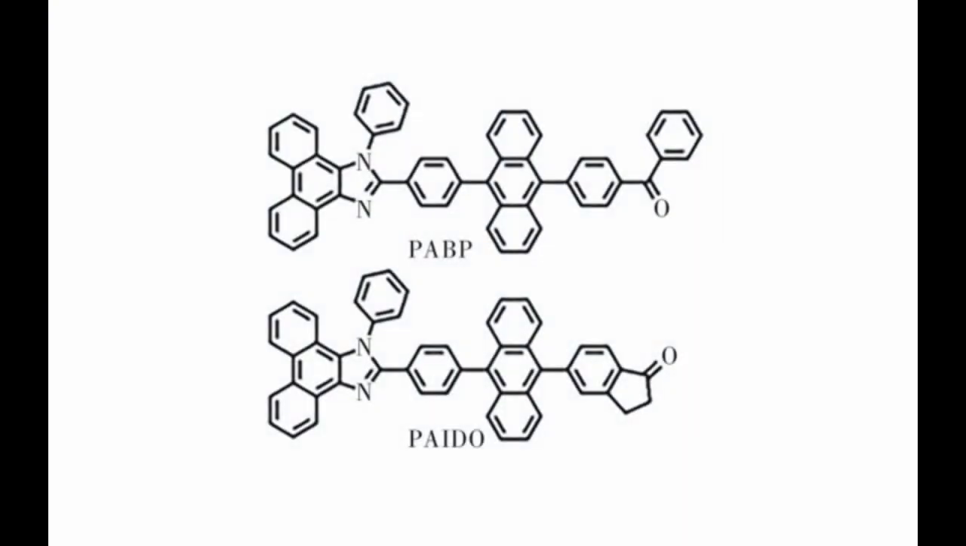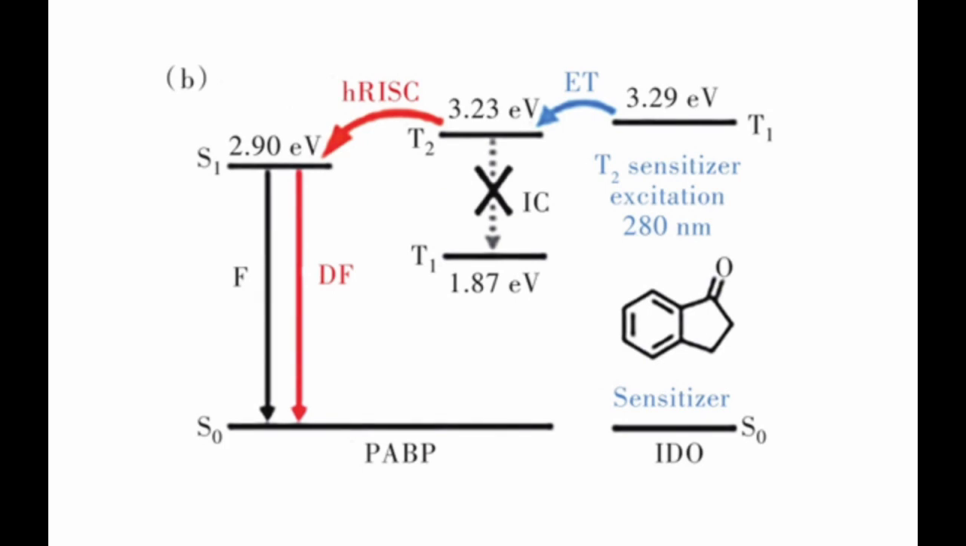Now we're going to introduce two of the hot exciton OLED materials. This is PABP and PAIDO. These two compounds are hot exciton materials devised by a Chinese research group. As is shown in the figure, other than the materials themselves, the researchers also use IDO as a sensitizer to obtain higher concentrations of higher triplet state excitons.